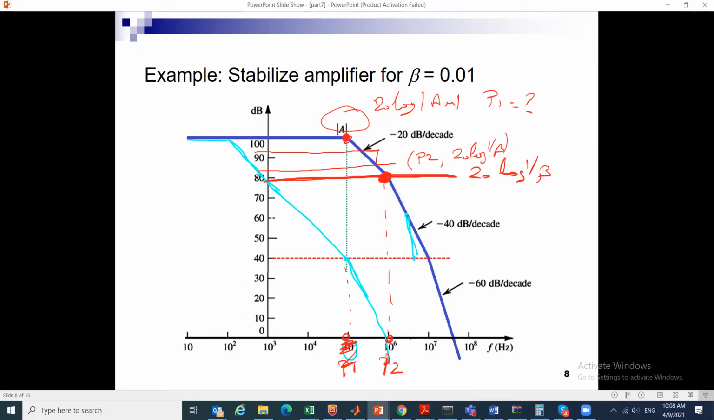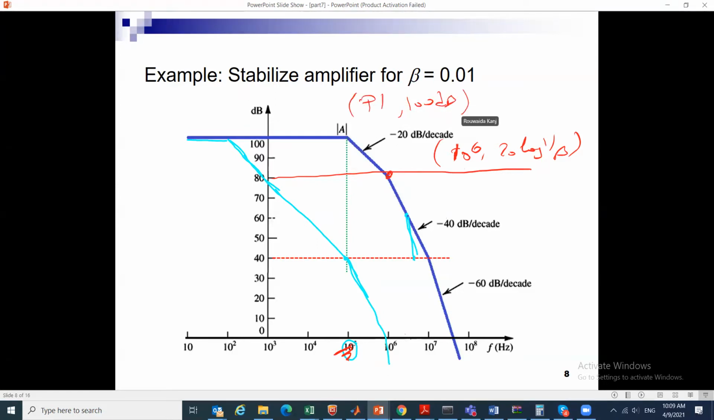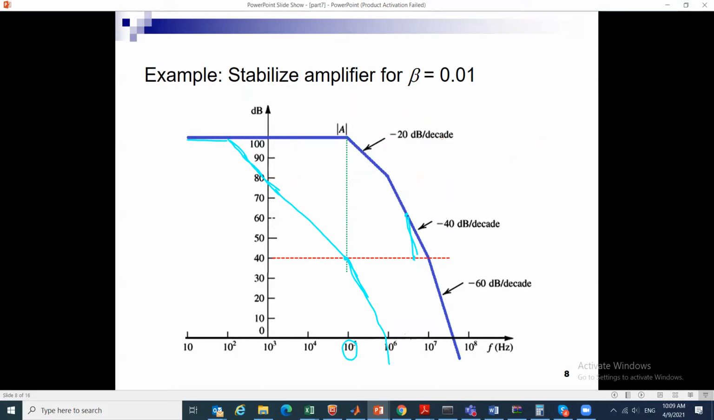Right? So if I tell you that I have a 20 log 1 over beta which intersects here at a frequency of 10 to the 6, and its value is 100 dBs, and you don't know P1, and I tell you to find P1, you can solve for it, right? So what we are doing here is we are saying, since I have to live with the 20 log 1 over beta equal to 40 dBs, okay?